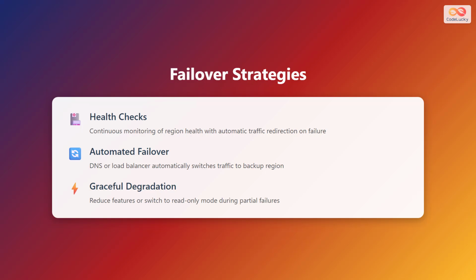To handle failures in multi-region deployments, implement three key strategies. Health checks continuously monitor each region and detect failures automatically. Automated failover redirects traffic to working regions when failures occur. Graceful degradation allows your application to reduce features or switch to read-only mode if a region fails, ensuring users still have access.